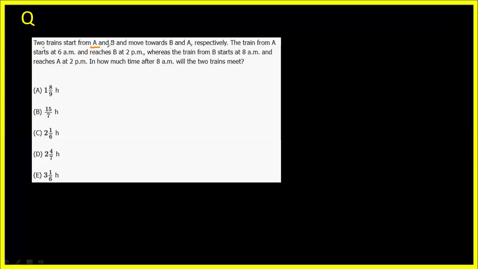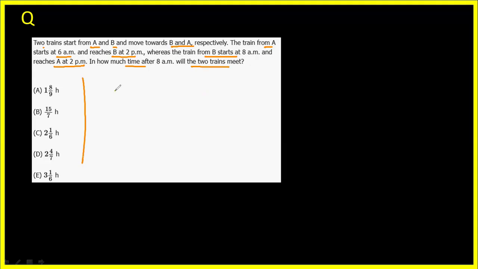Two trains start from A and B, moving towards B and A respectively. The train from A starts at 6 a.m. and reaches B at 2 p.m., whereas the train from B starts at 8 a.m. and reaches A at 2 p.m. In how much time after 8 a.m. will the two trains meet?